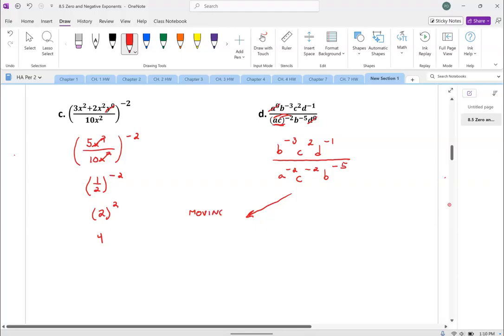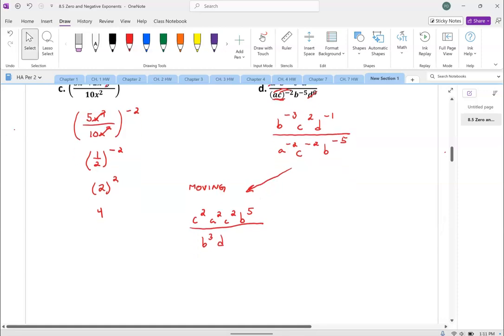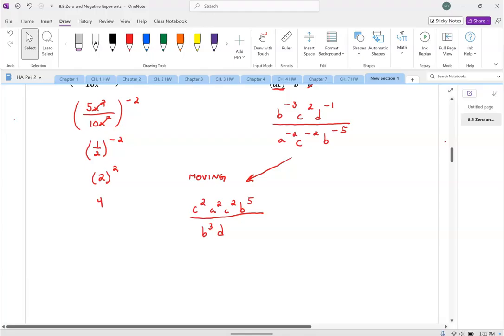So if we move everything, c squared stays up there. a squared's coming up. c squared's coming up. b to the 5th's coming up. And then if we look at our next one, we've got nothing stayed down, but b to the 3rd's coming down and d to the 1st coming down. Now, once we move stuff, now we can simplify.